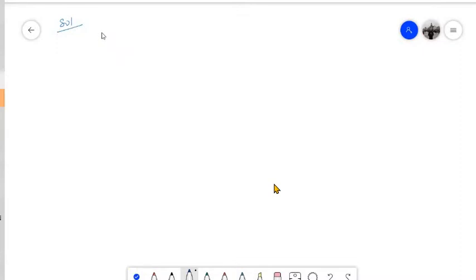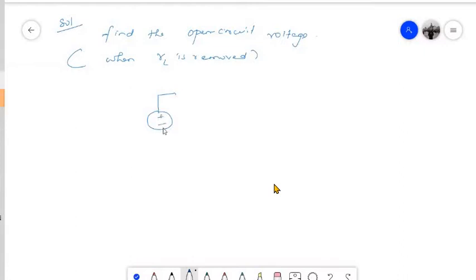Now, first of all, let me find the open circuit voltage. So this is nothing but when you actually remove RL. Now in the previous circuit, when I remove RL, how will my circuit look like? When I remove RL, my circuit will look like this. So this will be my R1, this will be R3, and this will be R2.